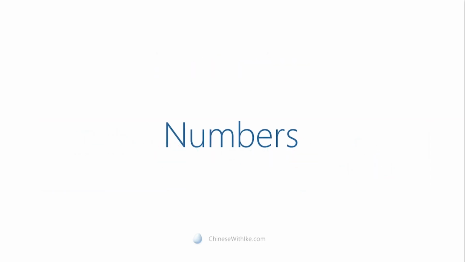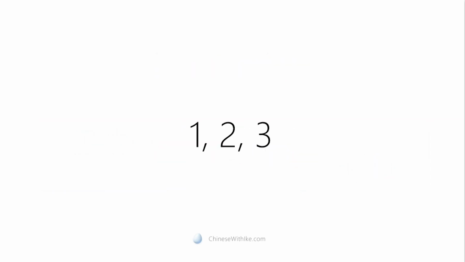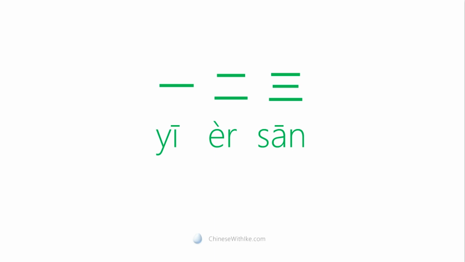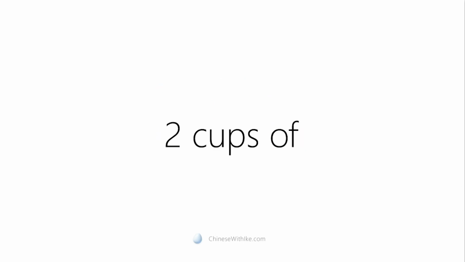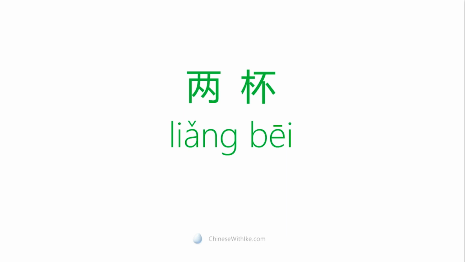Today, we will continue learning numbers. Let's review how to say 1, 2, 3 in Chinese. 一、二、三。一、二、三。Now try to say 2 cups of. 两杯, 两杯.